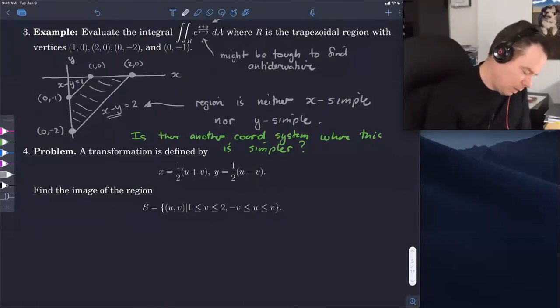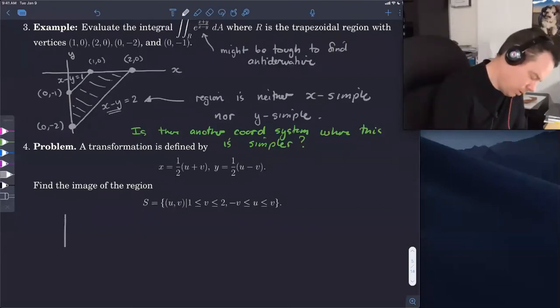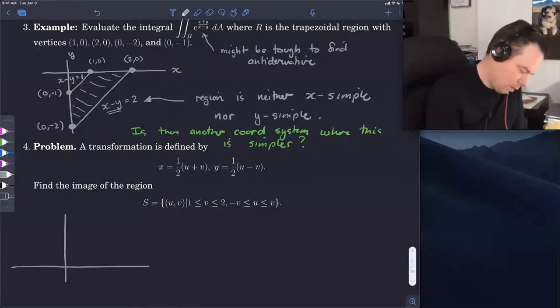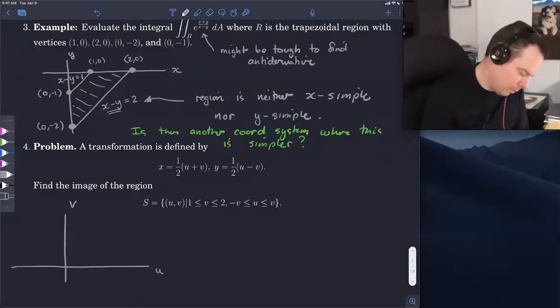Let's sketch this region, v between 1 and 2. Oh, sorry, it's not rectangular. It's v is between 1 and 2, and u is between negative v and v. So not a rectangular region, but a region we can sketch nonetheless. So we'll look at the uv plane, and we're going to sketch this region S.